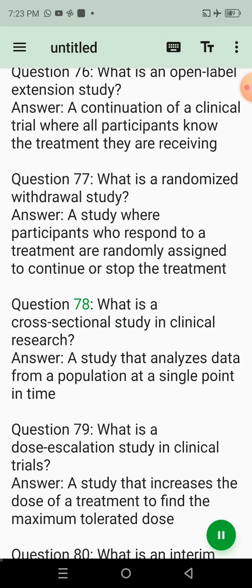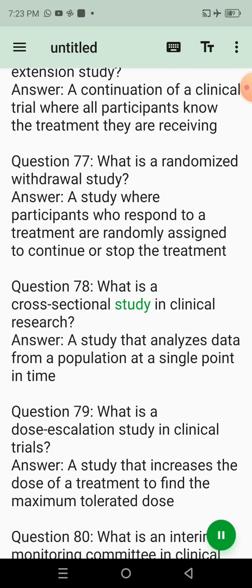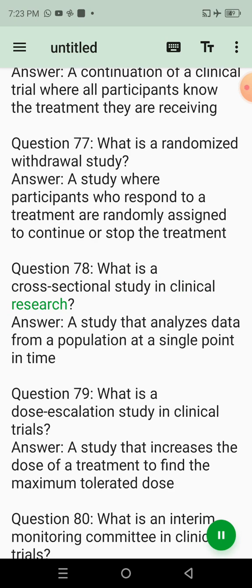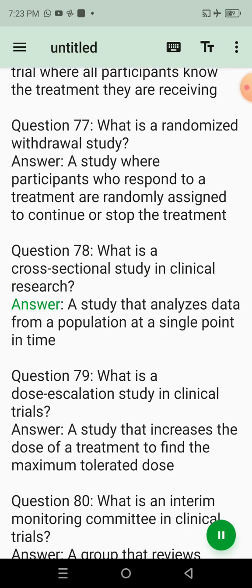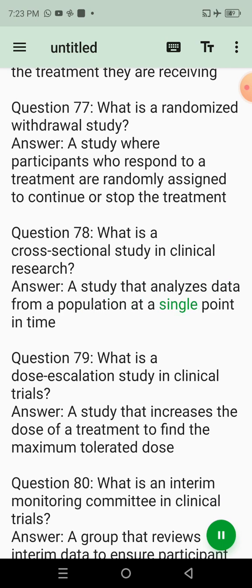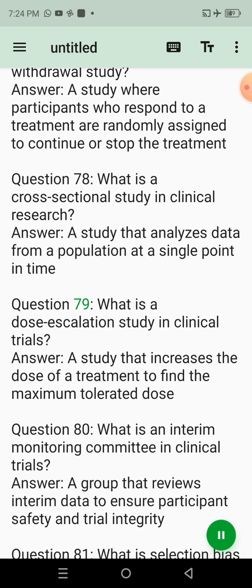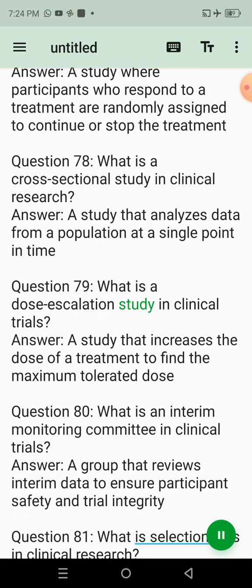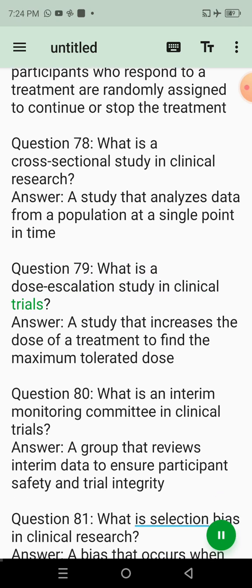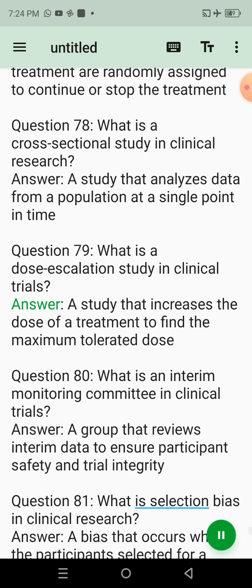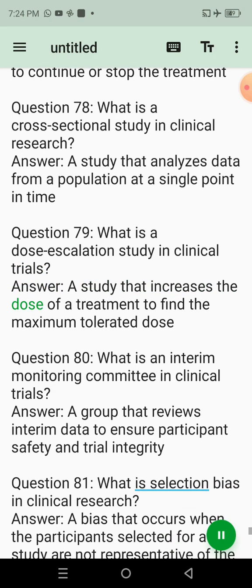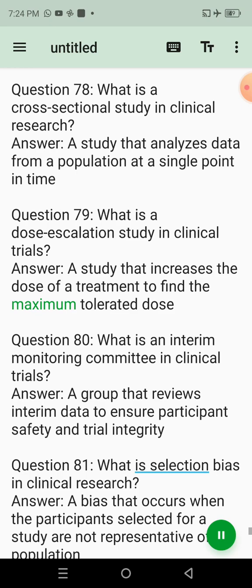Question 78. What is a cross-sectional study in clinical research? Answer: a study that analyzes data from a population at a single point in time. Question 79. What is a dose escalation study in clinical trials? Answer: a study that increases the dose of a treatment to find the maximum tolerated dose.